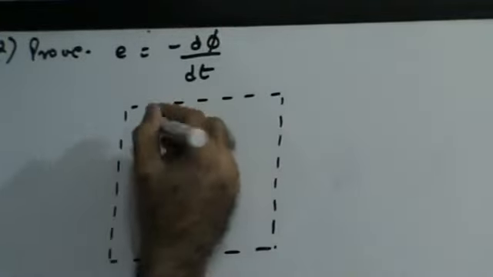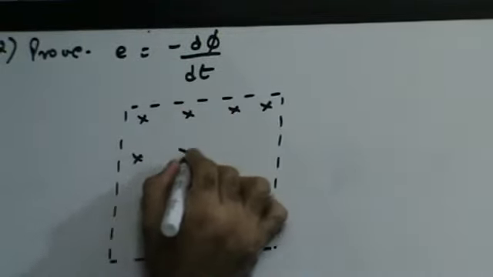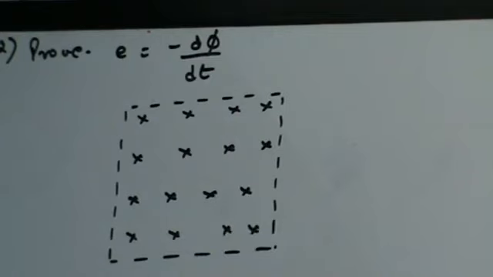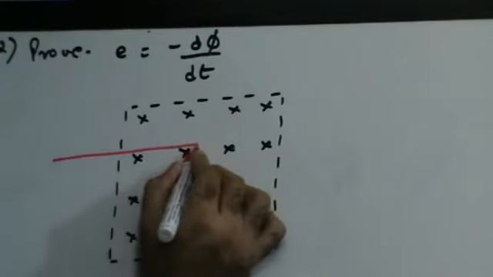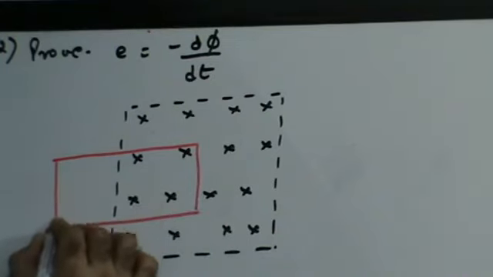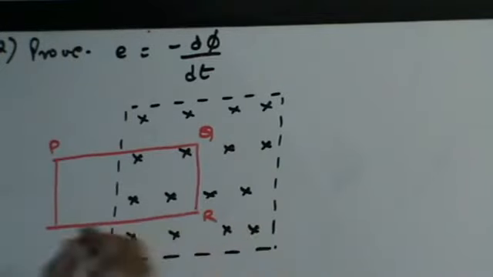Let's assume that you have a magnetic field. This is your magnetic field. Now let's assume that I have a metal block that is going to move in this magnetic field. Let's say that this is P, Q, R, S.